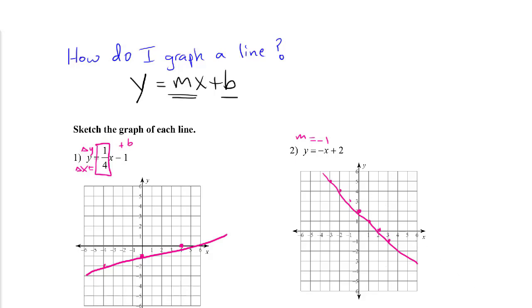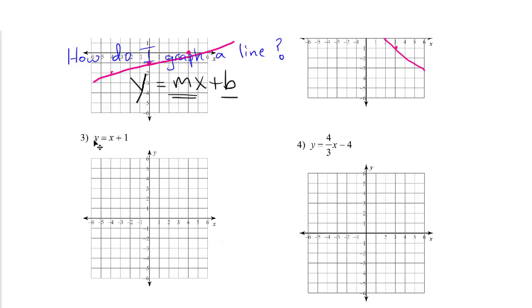Let's try a couple others. y equals x plus 1.